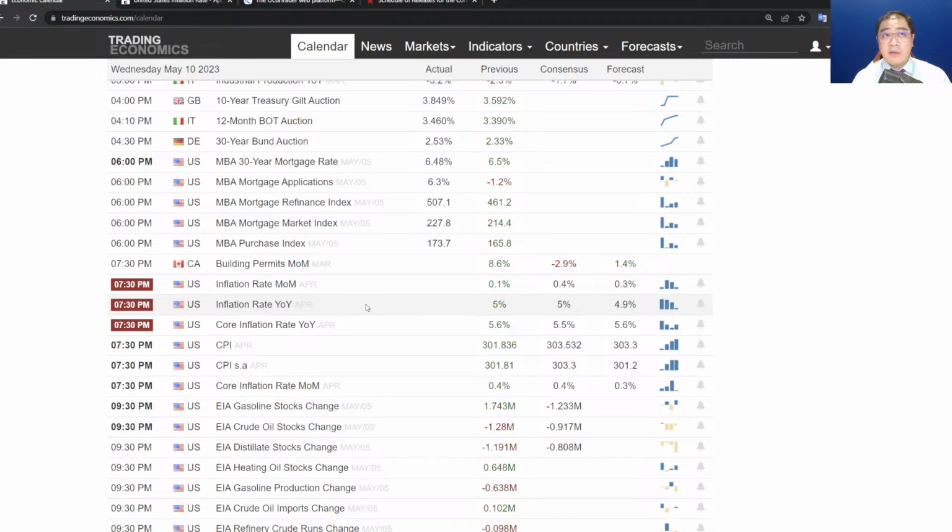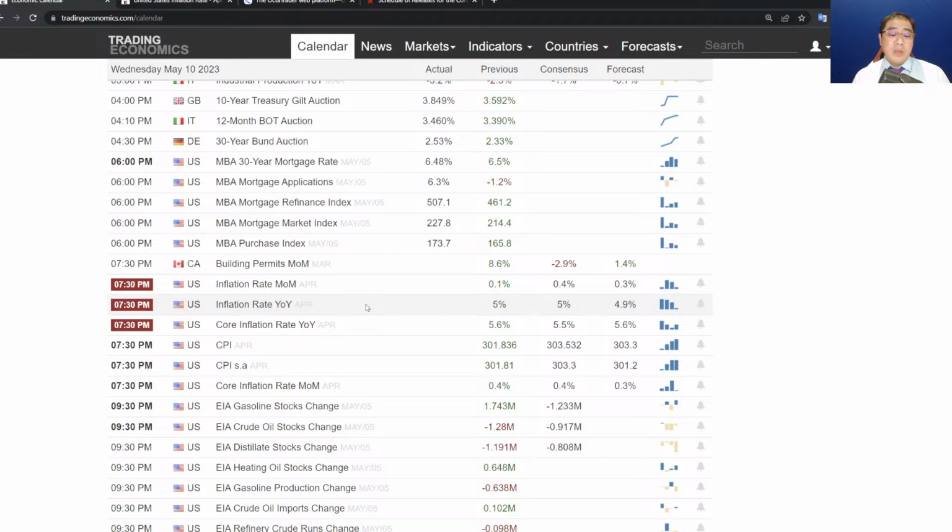So the expected headline inflation, if we take a look at the previous number, is 5%. The expected inflation rate is also at 5% this month, right? So same as last month, basically. Not expecting a change. So if inflation doesn't come down, if it stays at 5%, it's actually not going to be a concern to FOMC. FOMC does not need to hike interest rate. However, if inflation comes in at a number higher than 5%, then the FOMC will need to do something.